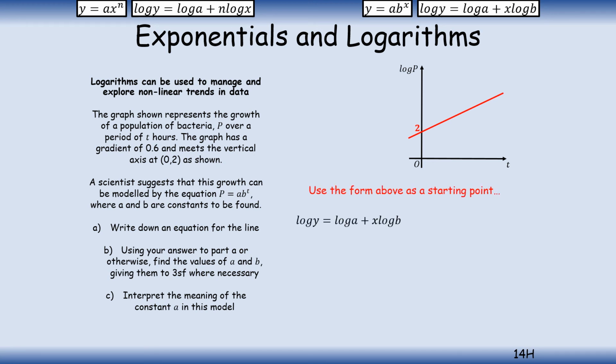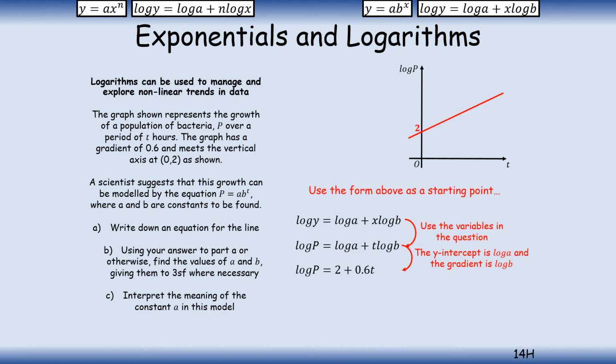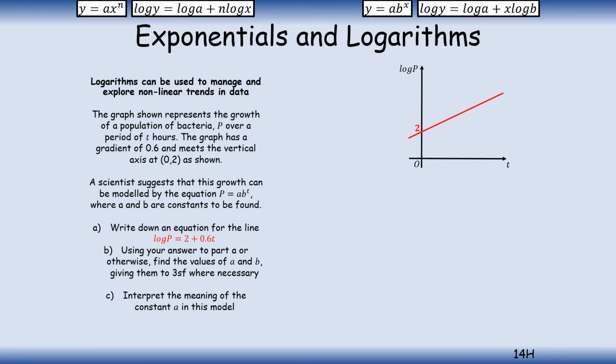First of all, because you have b to the power of t, we could write this equation in this form. Is that okay? Because we know log a is 2, we could simply replace log a with 2, and we also know the gradient of that line, which is log b, which is 0.6. So log P is equal to 2 plus 0.6t. Is that okay? So that's part A.